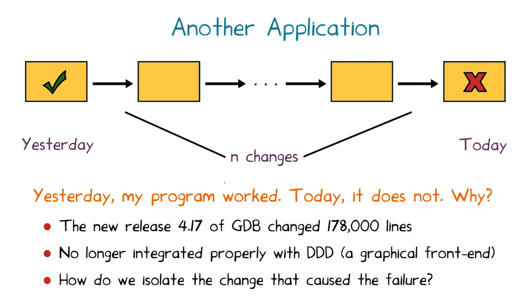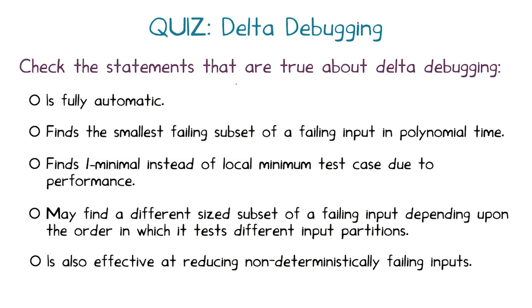As we close this lesson, let's recap the key concepts with the following quiz. Check all the statements that are true about delta debugging. The technique is fully automatic. It finds the smallest failing subset of a failing input in polynomial time. It finds a one-minimal test case instead of a local minimum test case due to performance reasons. It may find a different sized subset of a failing input depending on the order in which it tests different input partitions, and it is also effective at reducing non-deterministically failing inputs.